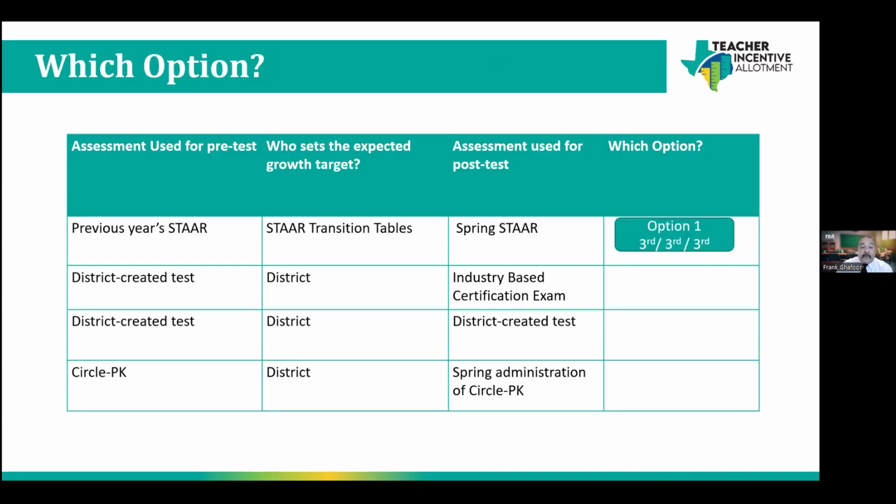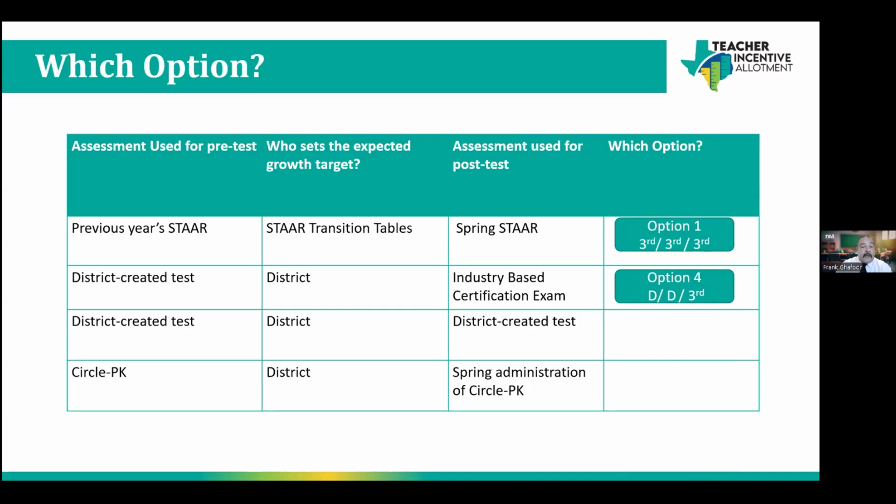That's going to be option one because the third party is doing everything. They are setting growth and they are creating that assessment. With our second option, it looks like we have a district created test with the district setting growth and using the industry-based certification exam. When we're looking at that, that's an option four. So the district is creating the pretest, but they are using that third-party post test to measure growth.